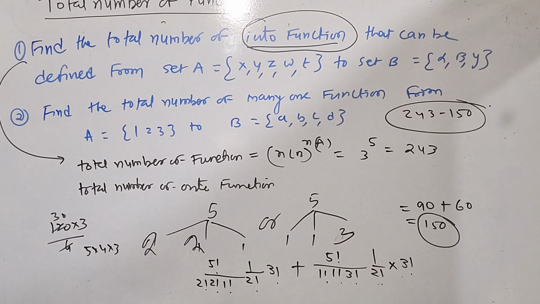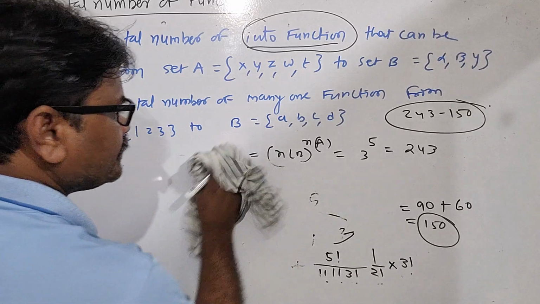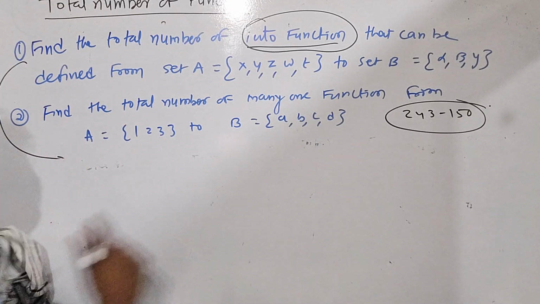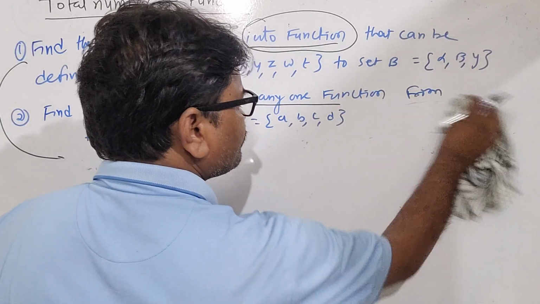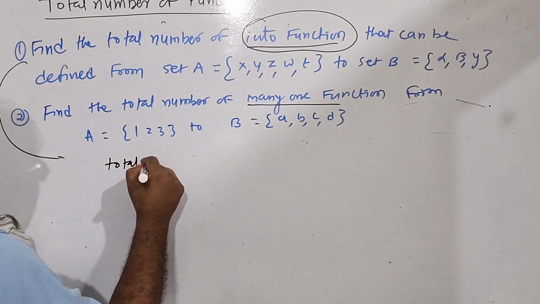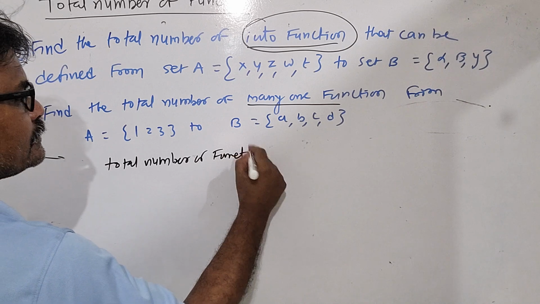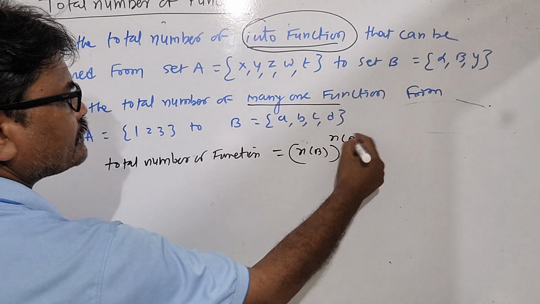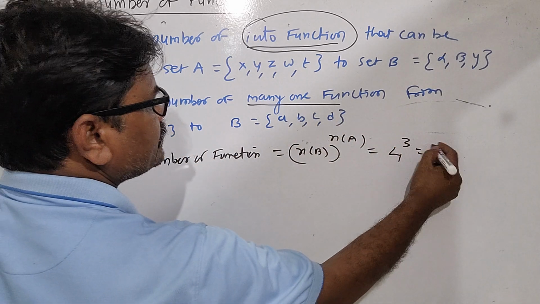Hope that this problem is very clear. Now coming to the second one. In that case, find the total number of many-one functions. Many-one function means we have to calculate the one-one function. And for that, first of all, we have to calculate the total number of functions. So the total number of functions is equal to n(B) power n(A). n(B) is 4 and n(A) is 3. 4 to the power 3, that is 64.